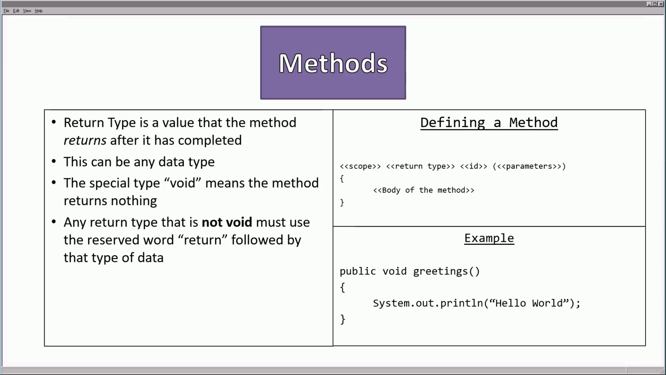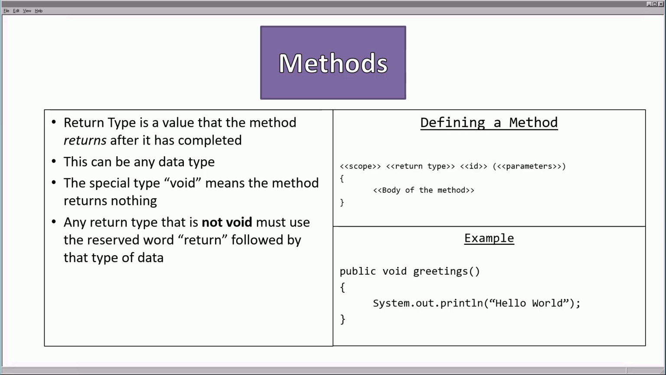And this is a value that the method returns after it has completed. Now this can be any data type. It can be integer, double, string, even arrays. Now there is a special type called void, which means the method returns nothing. So as you can see here, this is a void return type, so after it calls system.out.println, well, nothing happens. It doesn't return anything.